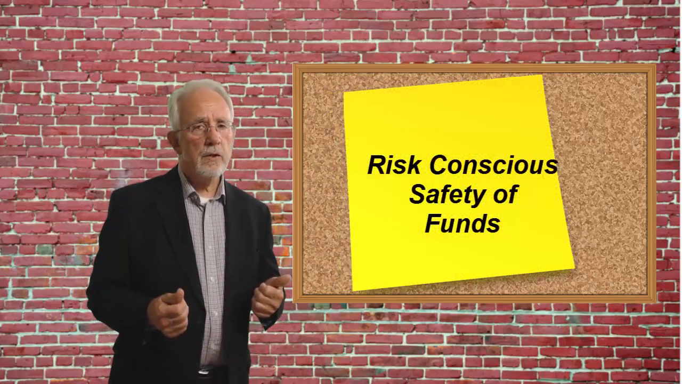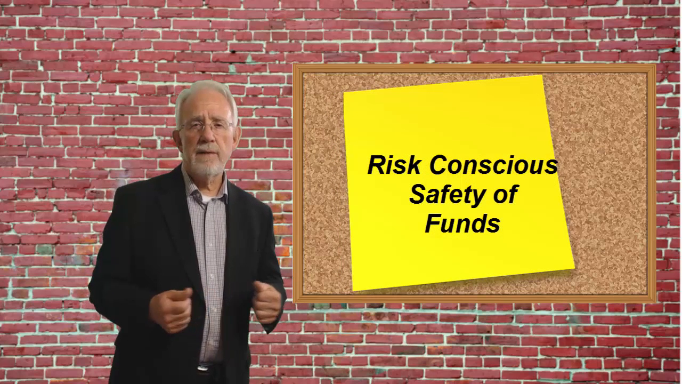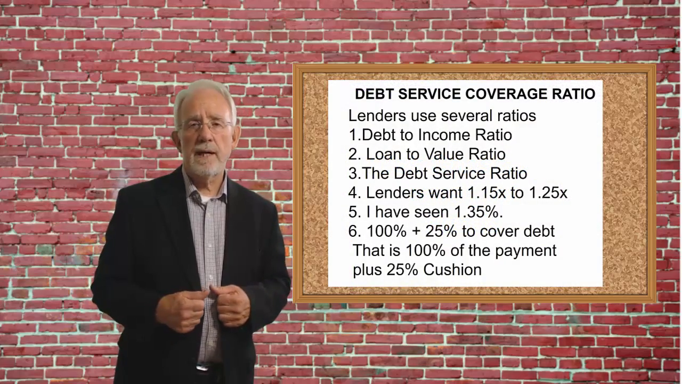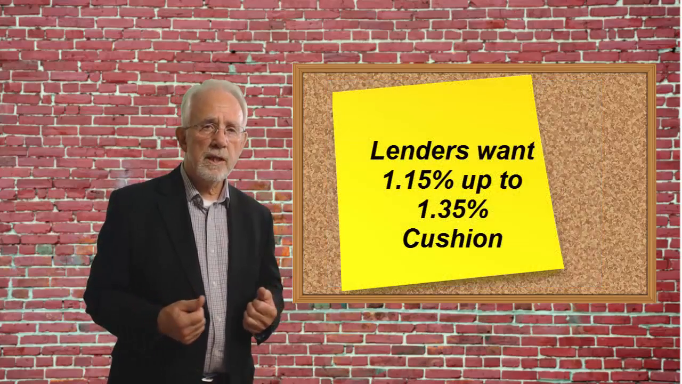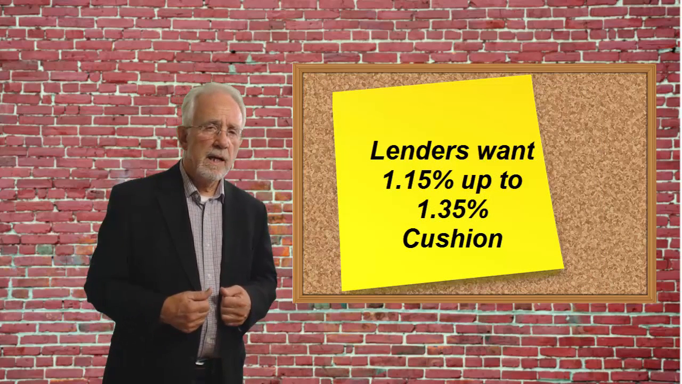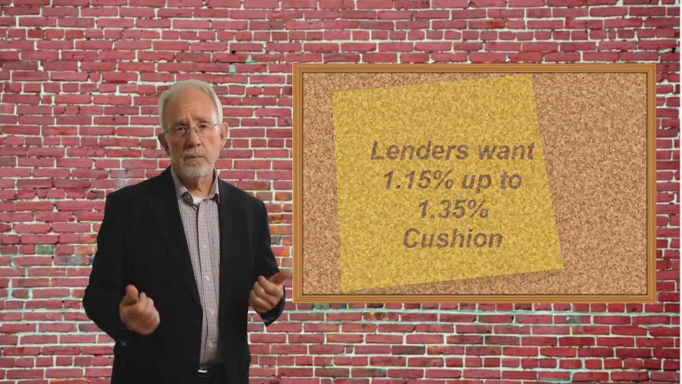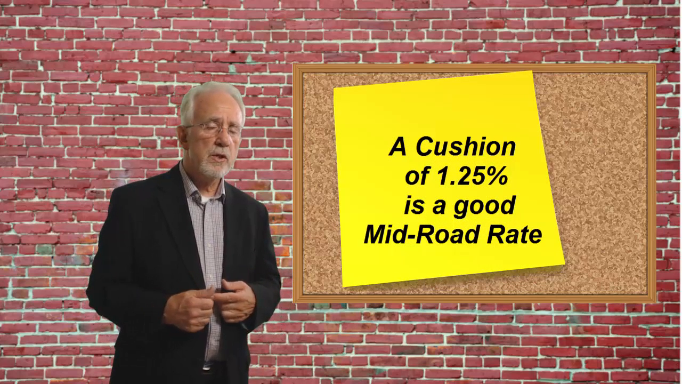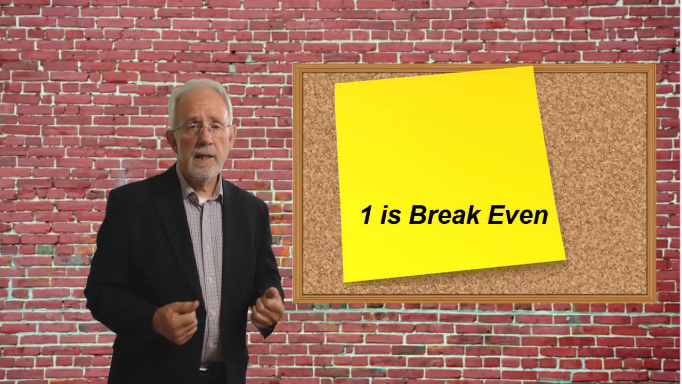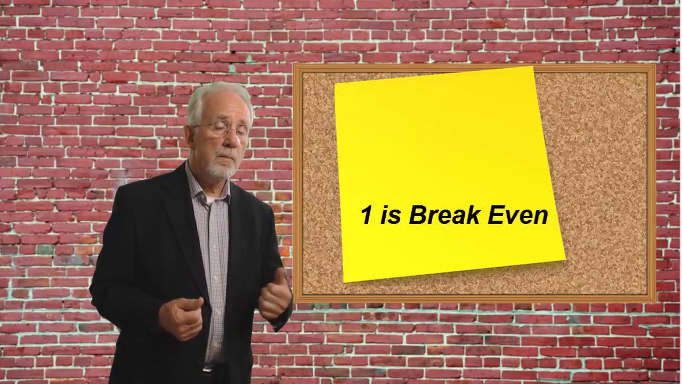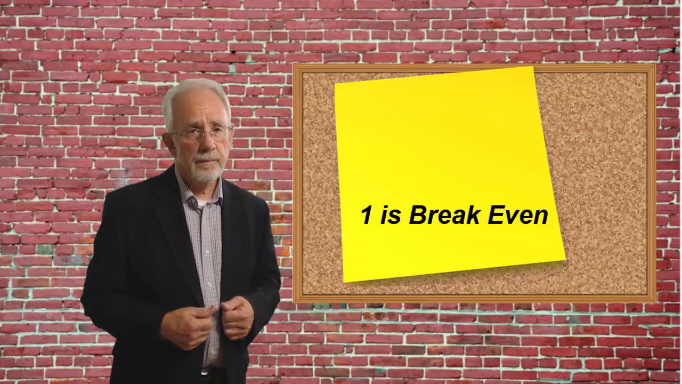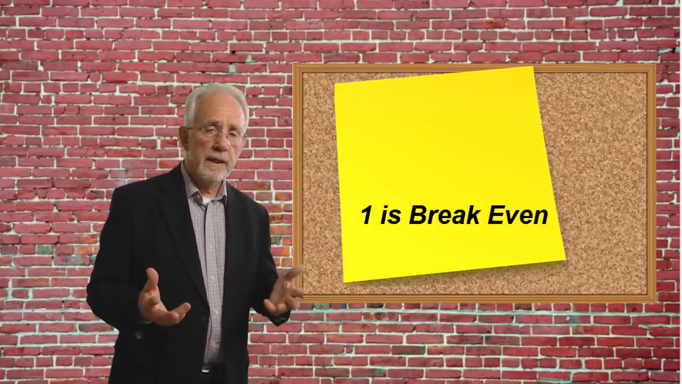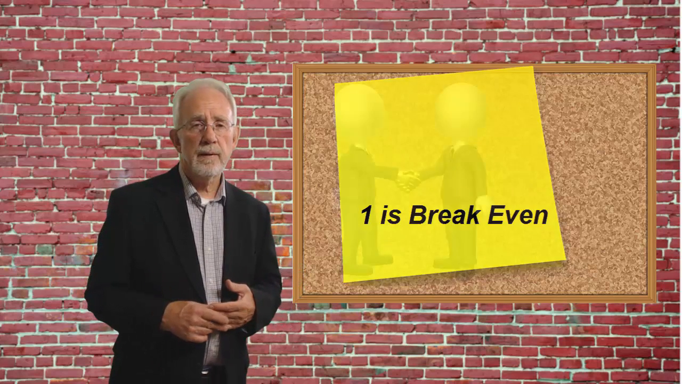Now, we all know that lenders are very risk conscious, and safety of their funds are paramount. Lenders usually want from 1.15 to as high as 1.35% for a project. I usually use about 1.15 to 1.25 and find that's a good mid-road calculation for the debt coverage ratio. Now, 1 is break even, and if you're at 1 or below, you're not going to get a loan. Now, if you're at 1 or above, depending on how far above, you'll get a loan or a revised loan.